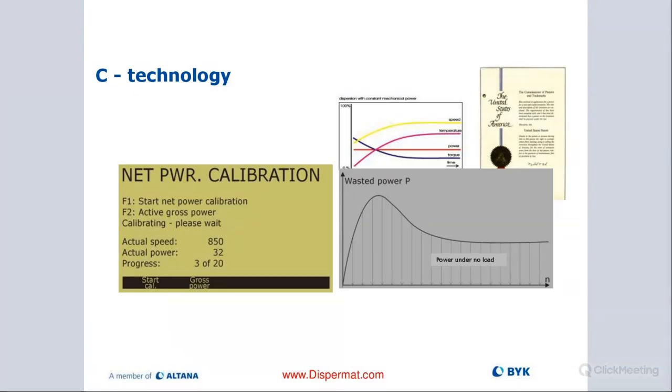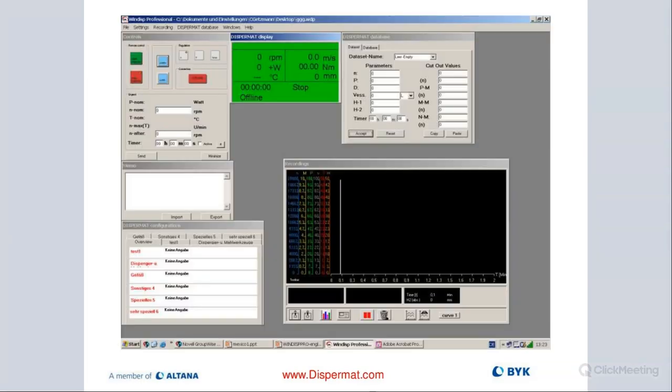Net power calibration, we already covered that, setting all the values to an actual 0 point without the influence of the Dispermat itself. So no energy that's displayed is actually used for the machine itself. It's strictly just for your material.